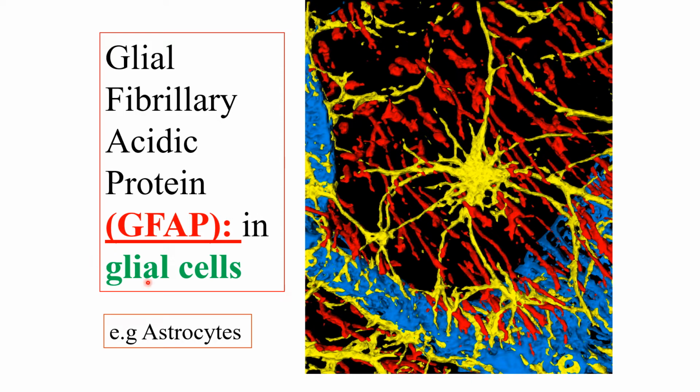What is the meaning of glial cells? You know that the nervous system is formed of neurons and supporting cells. These supporting cells are known as glial cells. For example, the astrocyte. This is an astrocyte, which appears like a star, one of the supporting cells in the nervous tissue.